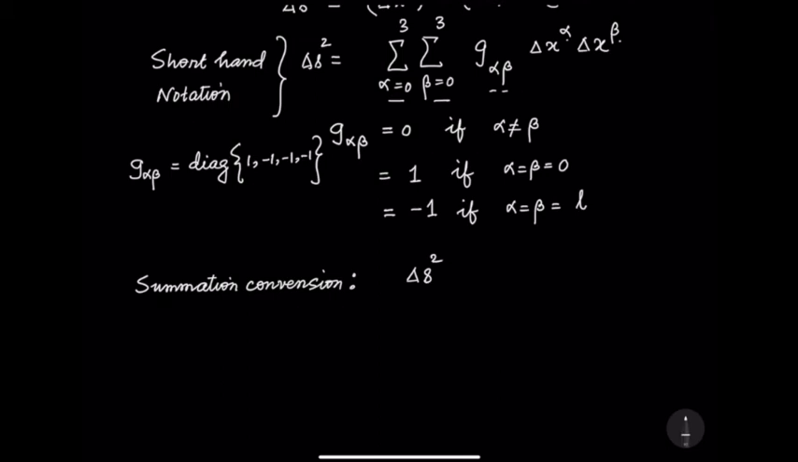We can just write this as g alpha beta delta x alpha delta x beta. At the back of our mind, we have the fact that alpha can go from 0, 1, 2, and 3, and I have one alpha downstairs and one alpha upstairs, so I should sum over alpha when I write this. So this equivalently means this, but the sum over alpha equals 0 to 3 is not written. Similarly for beta. So this is called Einstein's summation convention, and this is very widely used in special and general relativity and many other places.